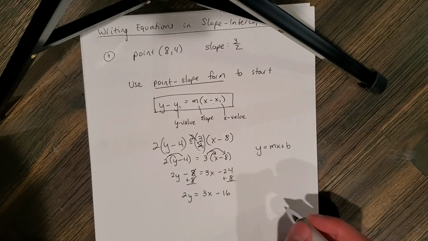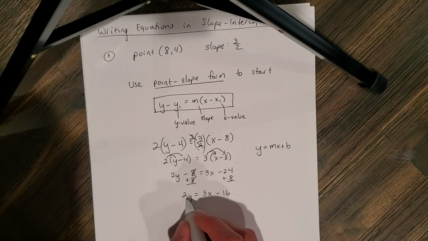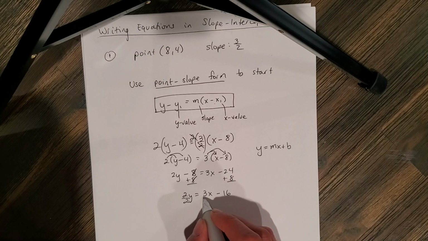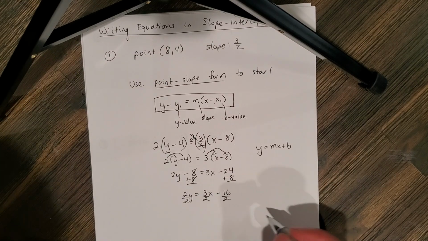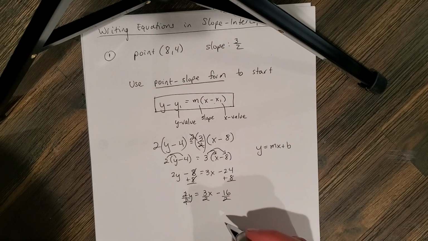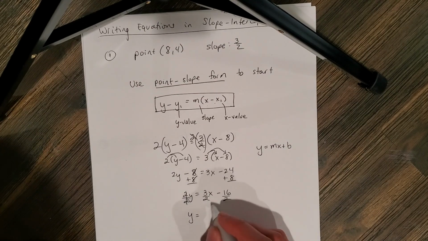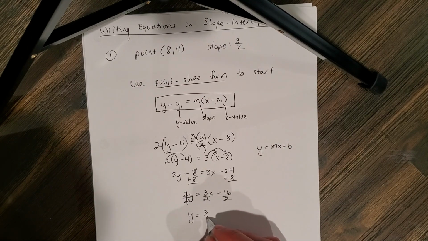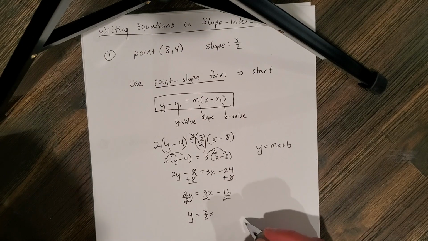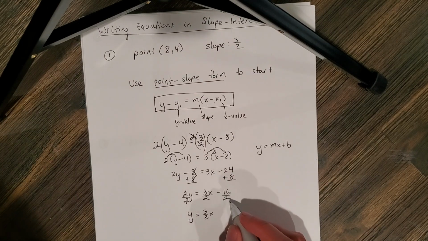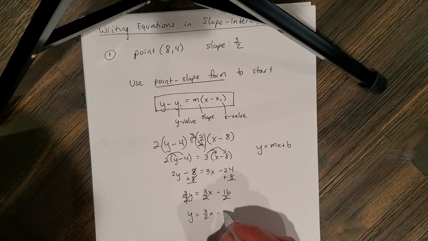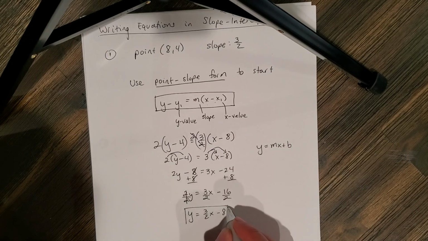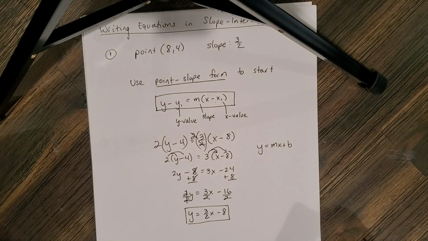One more step and we're finished. The last step is to divide by 2. We're going to divide each term by 2. Right here the 2's divide out. So we're left with y equals, and then 3 over 2 stays that way, 3 over 2 x. And then what's 16 over 2? 16 divided by 2 is 8. So this is going to be a minus 8. There you have it. Slope-intercept form.